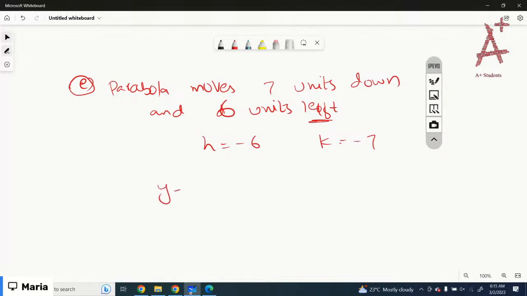Just put the values in the equation. y equals (x minus h) whole square plus k. So it would be (x minus 6) whole square plus negative 7. So it would be minus minus plus, it would be (x plus 6) whole square minus 7. So the equation is (x plus 6) whole square minus 7. Got it?